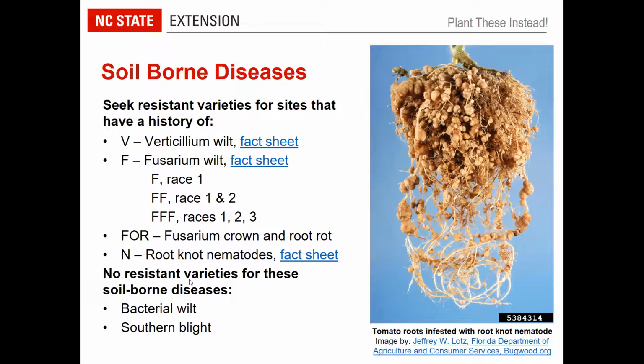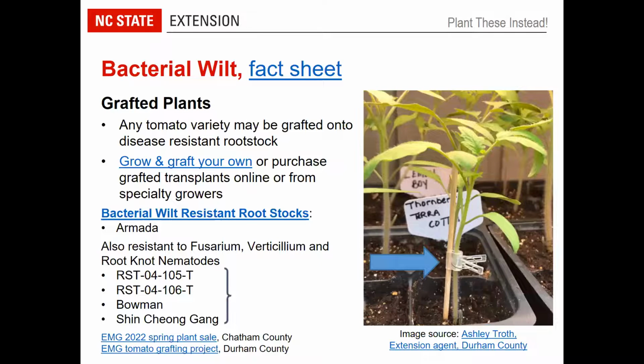But unfortunately, there is no resistant varieties available for bacterial wilt or southern blight. So we're going to look at those two a little bit. With bacterial wilt, we do have an option in that we have these rootstocks, which are like strains of tomato relatives, or very wild tomatoes that you wouldn't want to eat their fruit, pretty much inedible if you just grew them on their own, but they're super tough and resilient, and they have resistance to specific diseases. So what you can do is grow the rootstock seedlings, and you grow your scion seedlings, the variety that you want to have the fruit of.